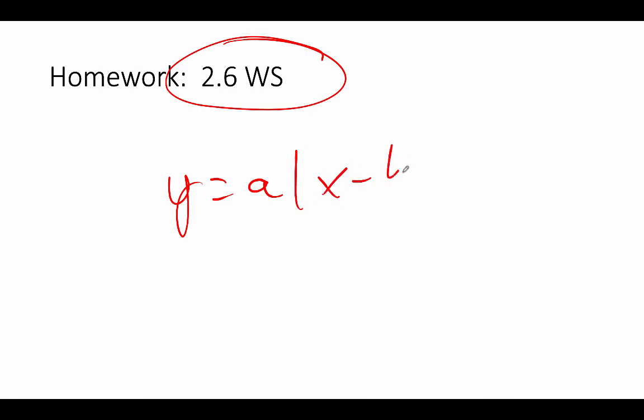Should have a worksheet. I think there's quite a few practice problems. And again, focus on that h and k. That h is the one that'll get you. Y equals a times x minus h plus k. That minus is part of the solution, so it's kind of an opposite idea.